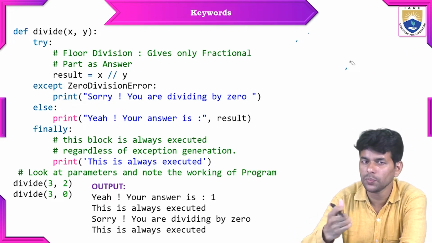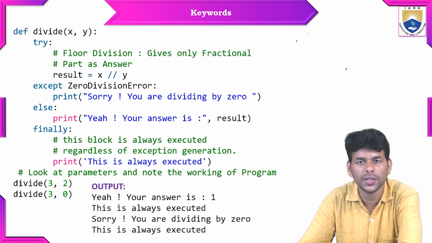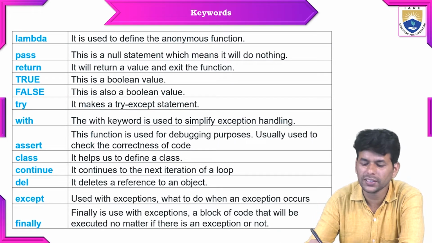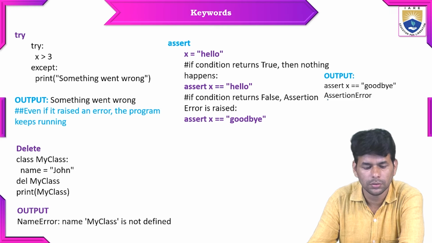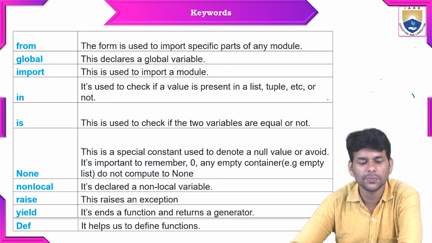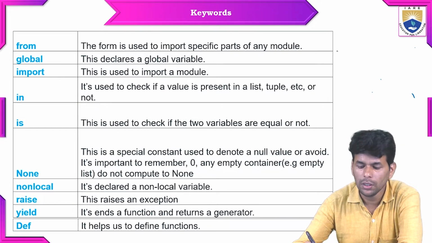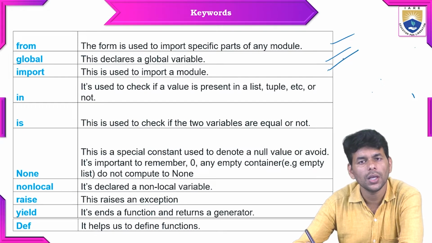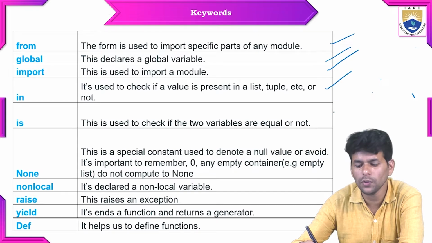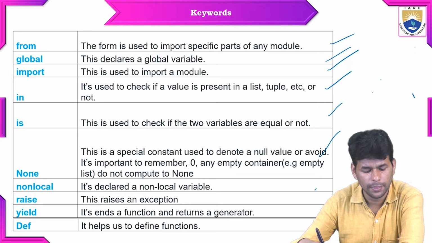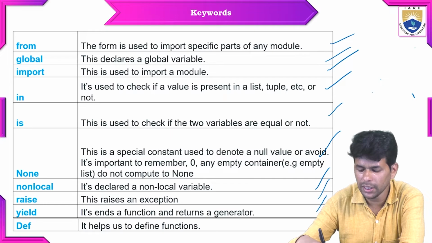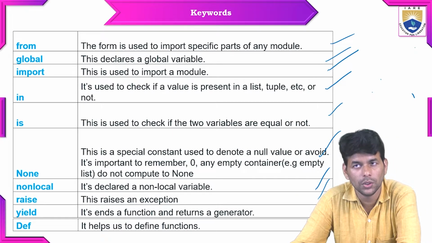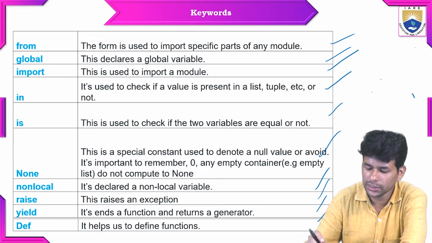Let us see one small glimpse of what types of keywords we have explained. We explained about the from keyword, the global keyword, the import keyword, the in keyword, is, none, nonlocal, raise, yield, def. These are the different types of keywords which we explained right now. Now next we move towards the next concept.